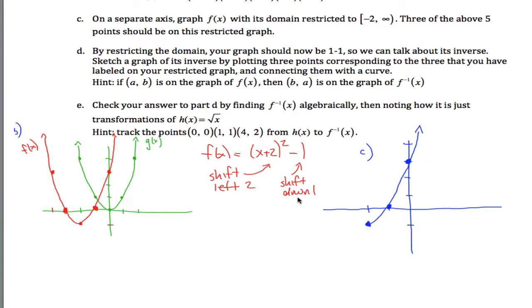Clear, I got all those points. So on a separate axis, graph this. 3 of the above 5 points should be on this restricted graph. Yep, they are. 1, 2, 3.